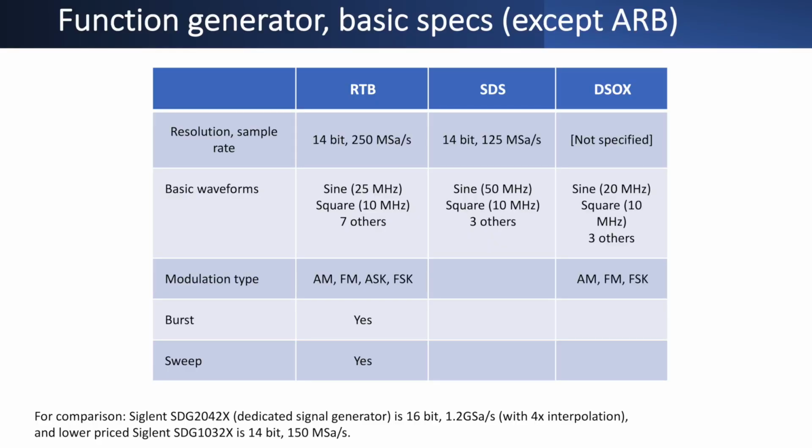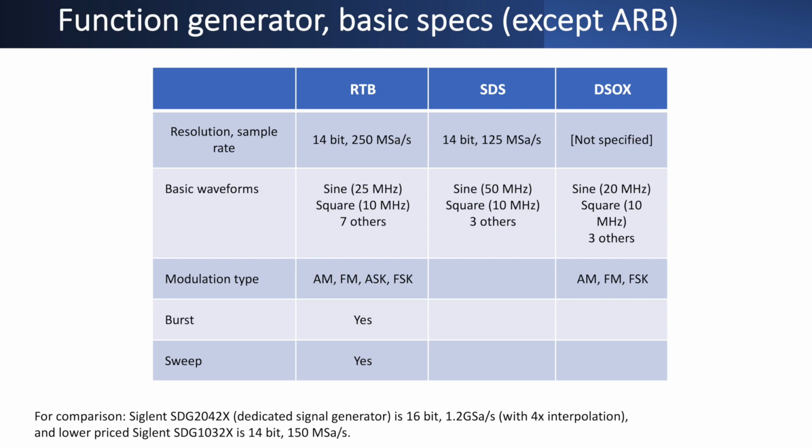So let's start looking at the basic specification of the function generator, and later I'll get to the arbitrary wave generation. We see here that in terms of resolution and sample rate, both the RTB and the SDS are 14-bit instruments. For the Siglent DSOX, this is not specified. I haven't been able to find it elsewhere, but it might be similar. If we look at the sample rate, we see that the RTB uses twice as many samples per second to generate waves as the Siglent.